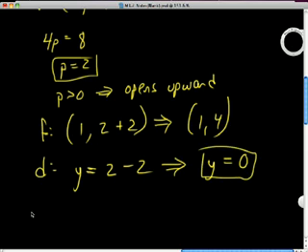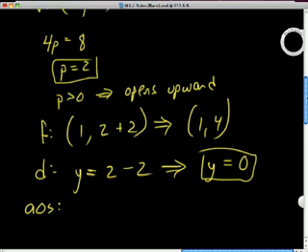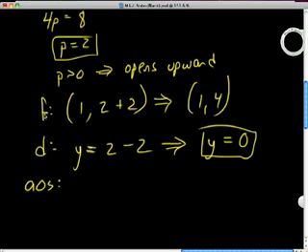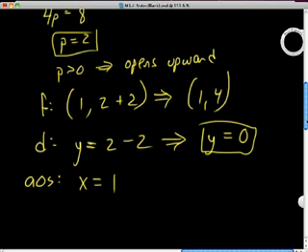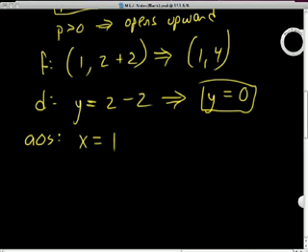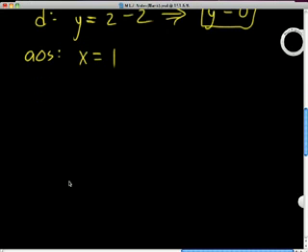So there's our directrix. I can also find our axis of symmetry, which is a vertical line passing through the focus and the vertex. So that's going to be x equals a number, just the x coordinate of the focus or the vertex. So x = 1. Now that I've gathered all the information I need, at least I think I did, let's make a graph here.